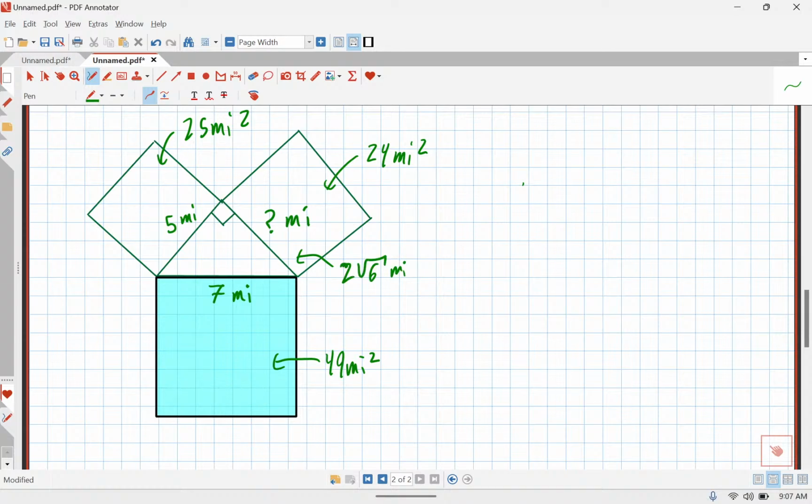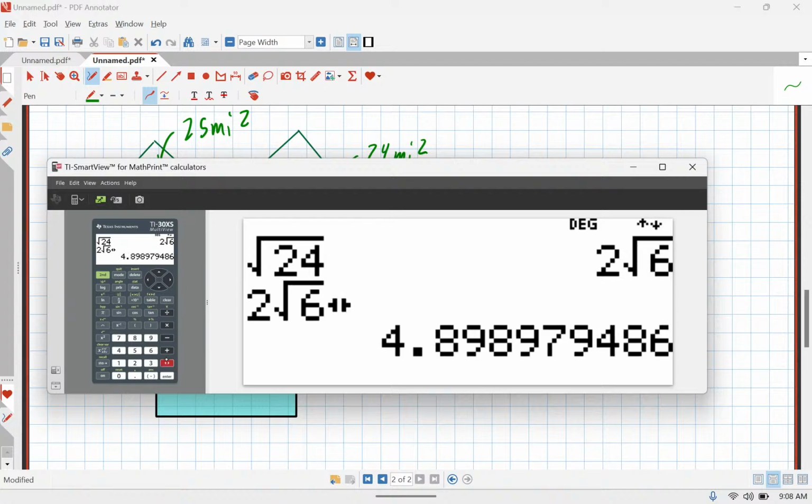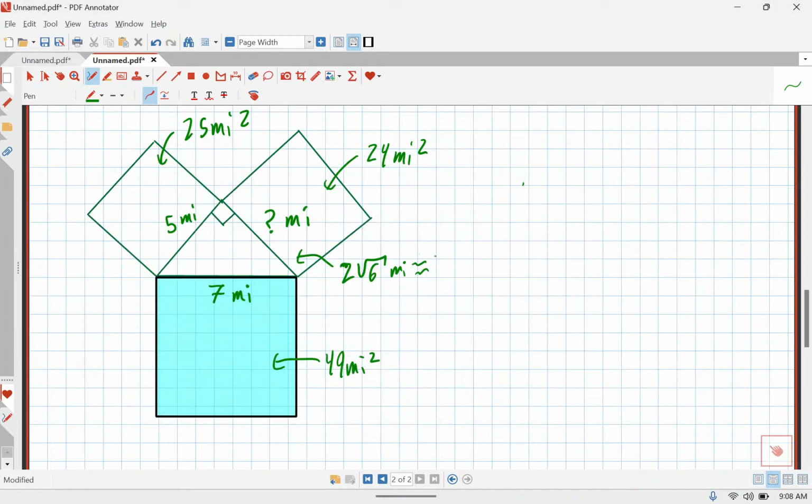But again, if we're trying to build a fence there, we don't care about that. We want it approximated to the nearest thousandth. 4.8989. If I cut it here, what comes after the 8, everybody? A 9. So should that 8 stay an 8, or should it turn into a 9? 4.899. It's about 4.899 miles.